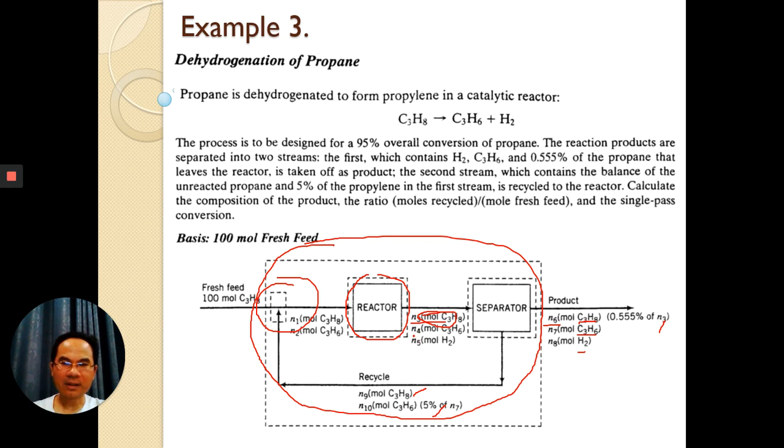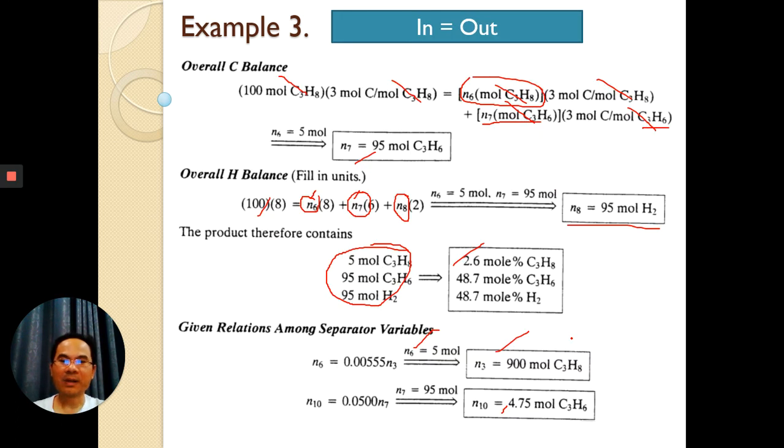And then you can solve for propylene. From the propylene balance, N4 equal to N7 plus N10. You know N7, you know N10, you can solve for N4. And then hydrogen balance, N5 equal to N8. You can solve for N5. But in this case I did not do that because it's not necessary, because the question didn't talk about this.